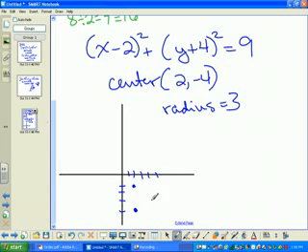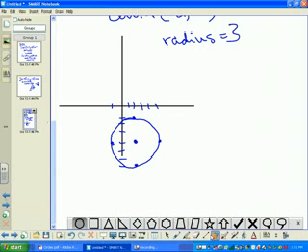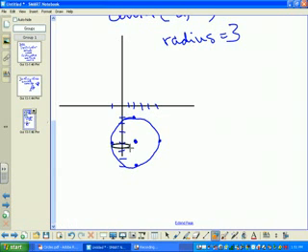Up 3, right 3, left 3, and down. And that's the best I can do. That doesn't look quite right, but let's see how close. Pretty close, didn't I?